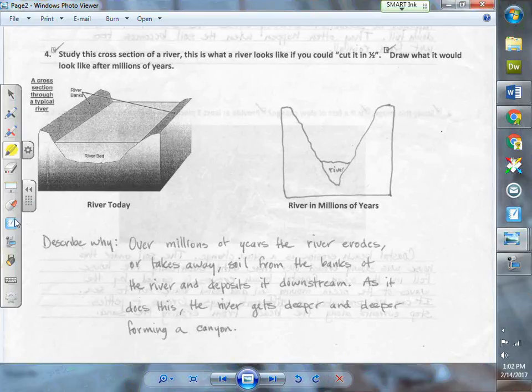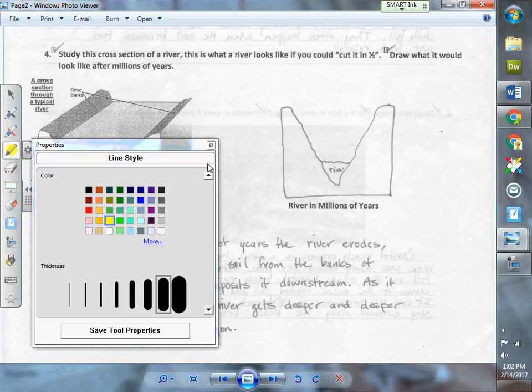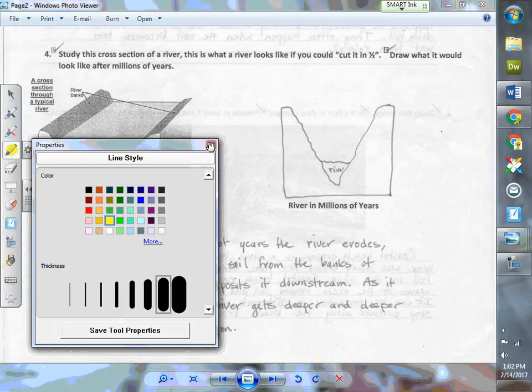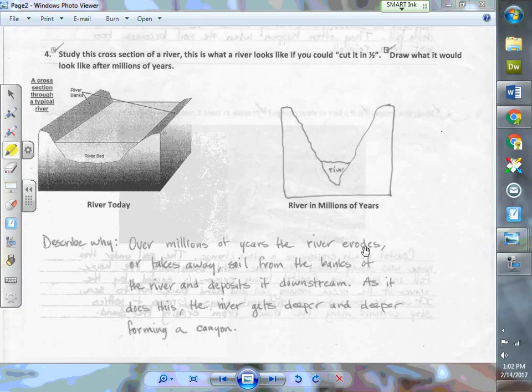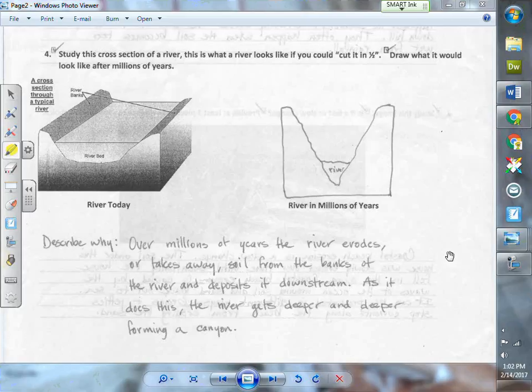Okay, so I would expect to see the word erosion in your answer, and I would expect maybe to see that word deposits in your answer when you're writing about what rivers do.